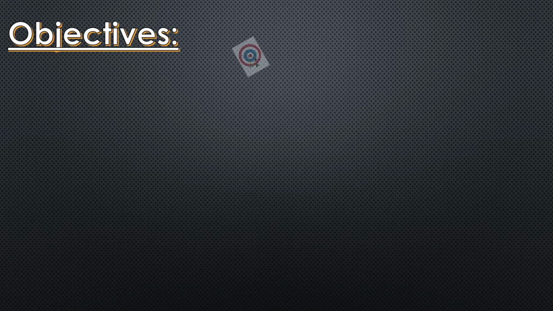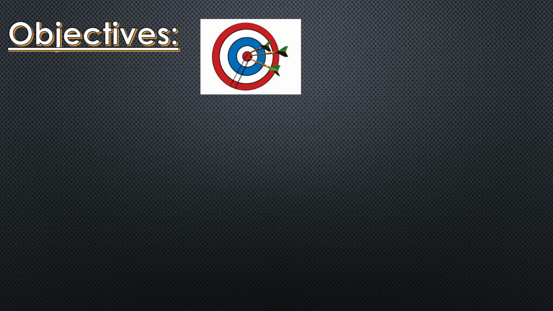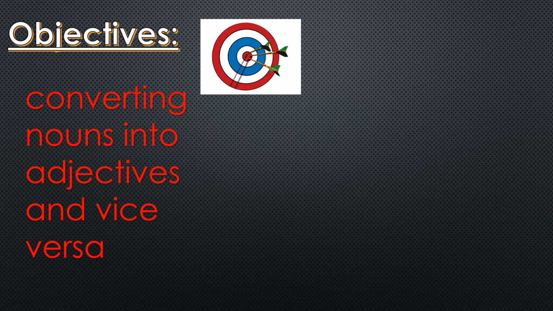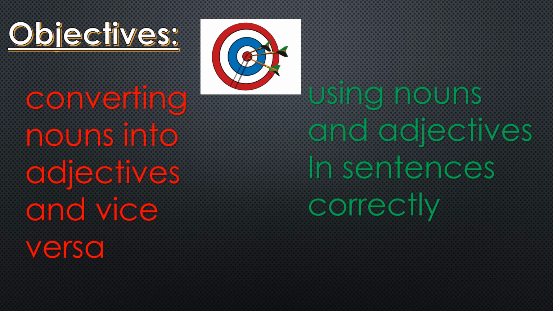As usual, we need to look at the objectives before we start the lesson. The first objective is converting nouns into adjectives and vice versa. The second objective is using nouns and adjectives in sentences correctly. Please go to the course book, page 53, to be able to follow this lesson.